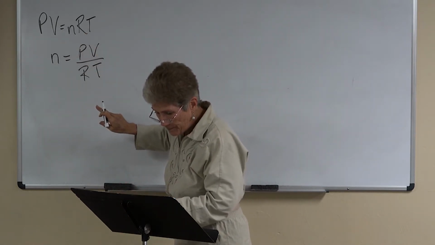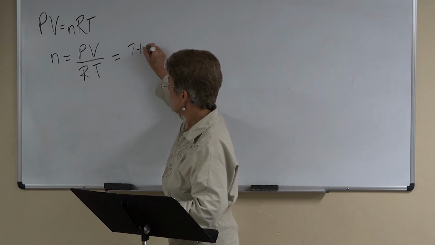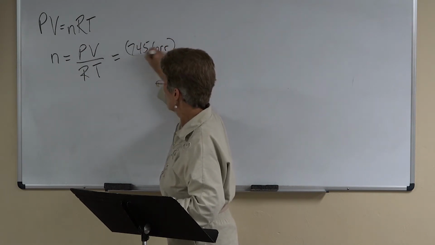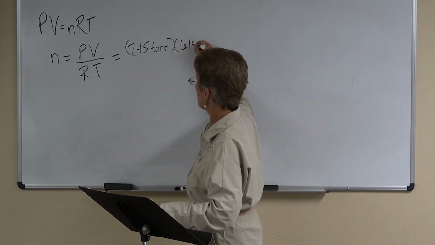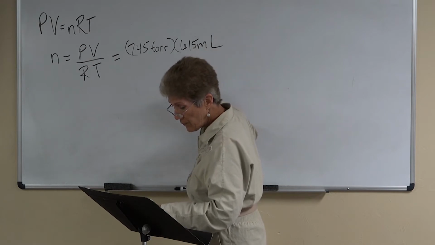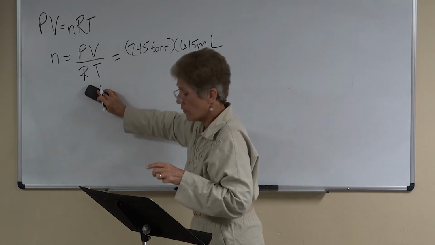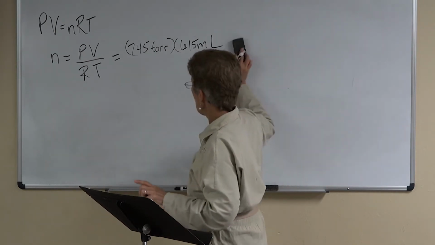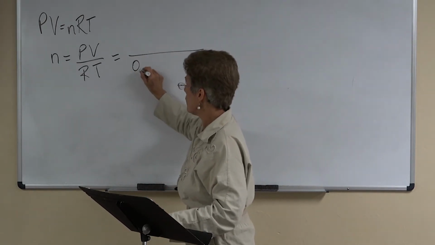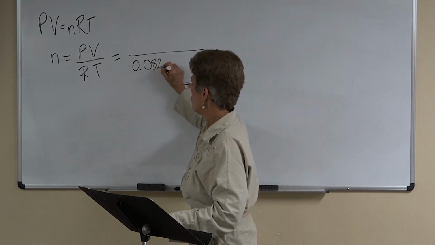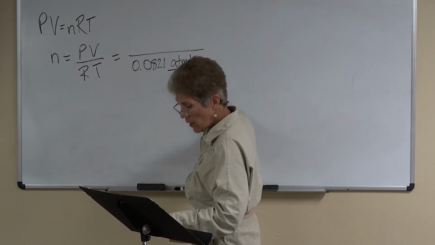Okay, then let's see what we're given. We're given the pressure at 745 torr. The volume is 615 mL. But we have to have this in liters, don't we? Because R is going to be in atmospheres liters. We're going to have to make some changes because remember R is 0.0821 atmospheres liters per moles Kelvin.